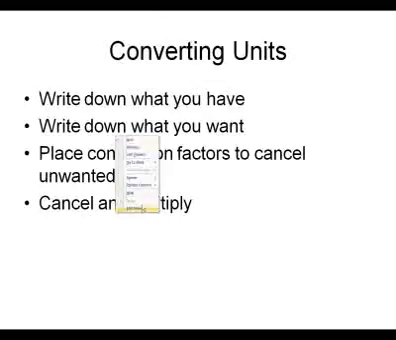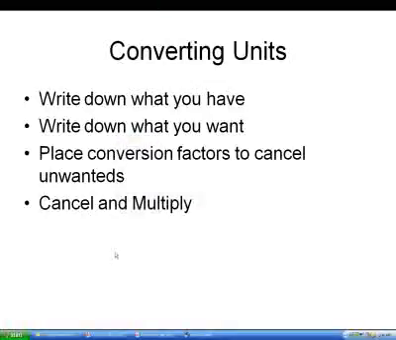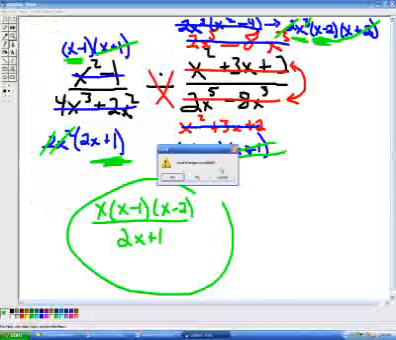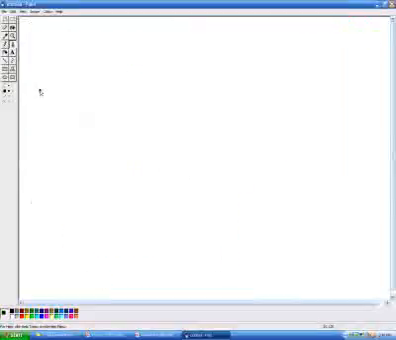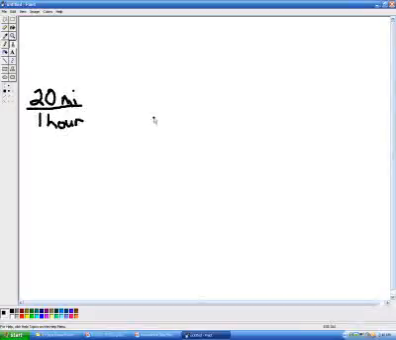So let's take a look at that. Pop over here to our paint program. New screen. Okay. Let's use the example I mentioned. Alright, so we have 20 miles per hour. 20 miles for 1 hour. Every hour you drive 20 miles. Okay? Over here we want feet per second. That's what we want. We want to go from here to there. So we don't want miles in our answer. Okay, we don't want miles in our conversion. So we want to get rid of miles. So we're going to multiply it by a rational expression that's going to cancel out the miles.